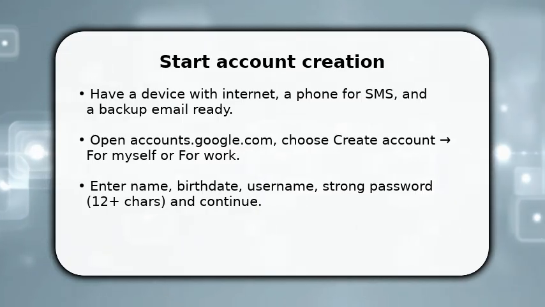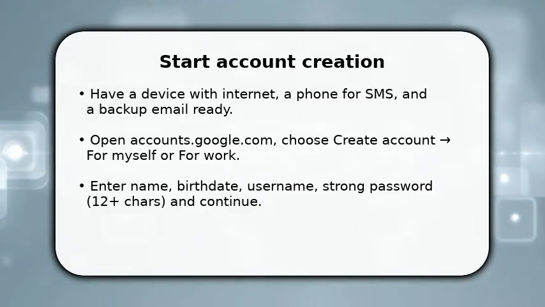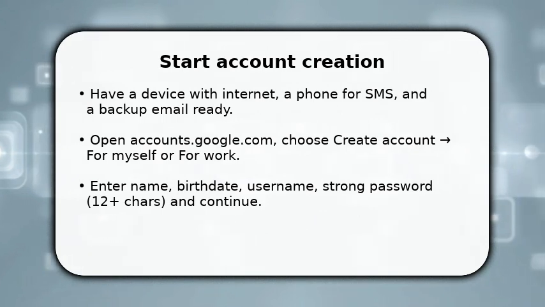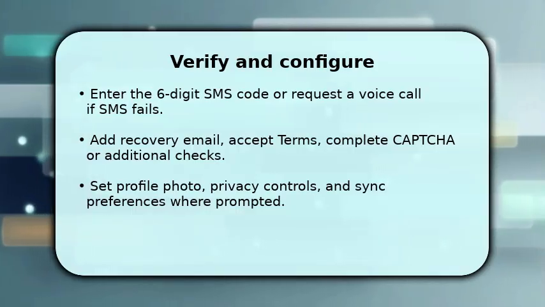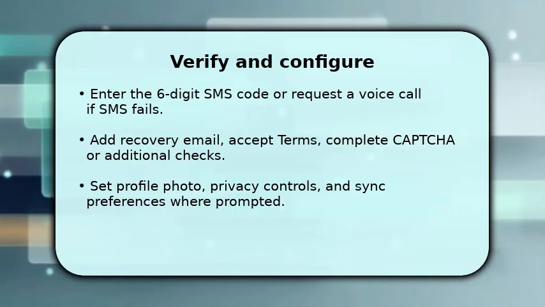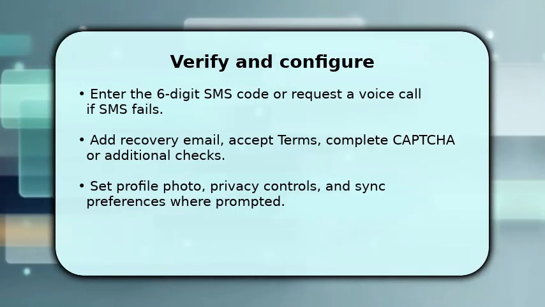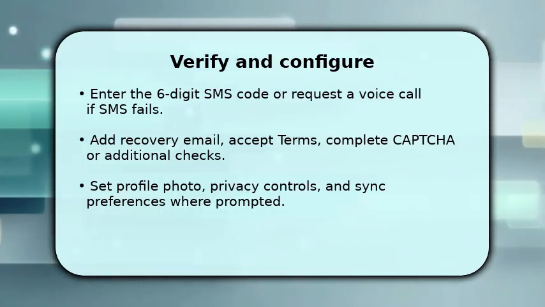After you submit, expect a phone verification prompt as the immediate next step. Once done with the initial form, you receive a 6-digit SMS or voice call. Enter it promptly because codes expire quickly. After verification, add a recovery email to regain access if needed and complete any CAPTCHA checks. These prevent automated signups.